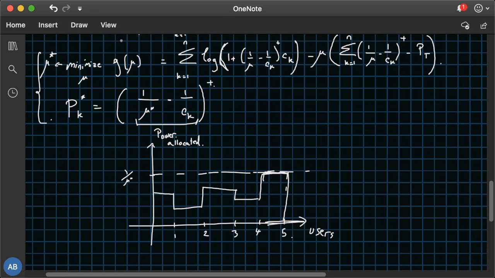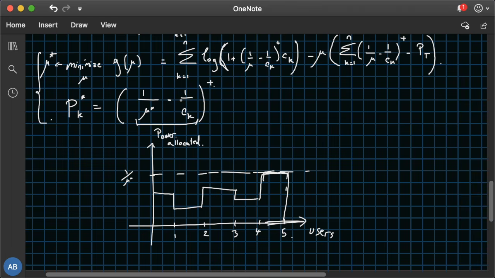Now, of course, indeed, there's a lot of literature on water filling, and in particular on how to calculate this mu star. As you can see here, this function is really nasty.